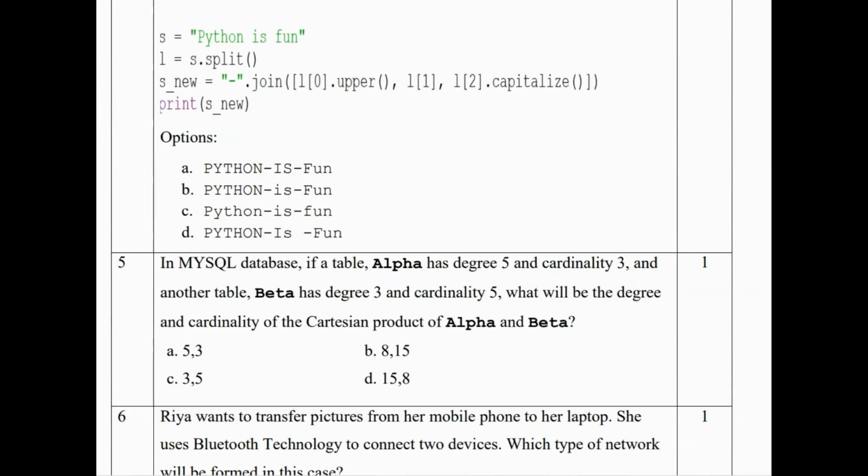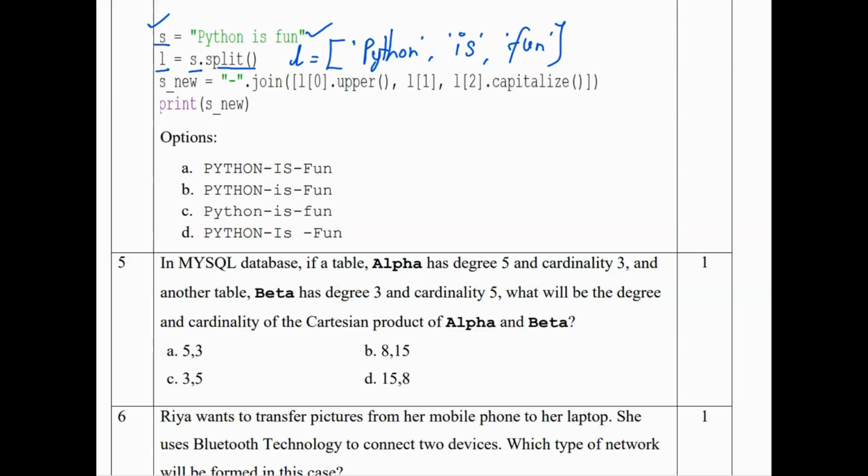See here, they have initialized the string "Python is fun" in the variable s, and after that they have been splitting it by using the split function and storing that data in L. Applying the split function on this s variable will lead to splitting of the string into values, right? So what is the value of L now? The L has been split out by using the split function. So now L contains Python, comma, is, comma, fun. It will be stored in the form of a list here.